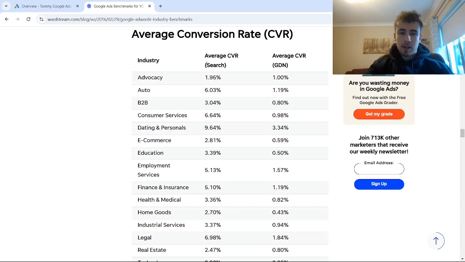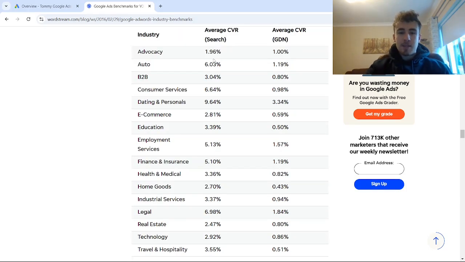So when you're running regular search ads, what are your average conversion rates? You can see here that there's a large discrepancy between the lowest and highest conversion rate by industry, with under 2% going all the way up to nearly 10% as your average conversion rate. So what you're offering does impact what your overall conversion rate is going to be.